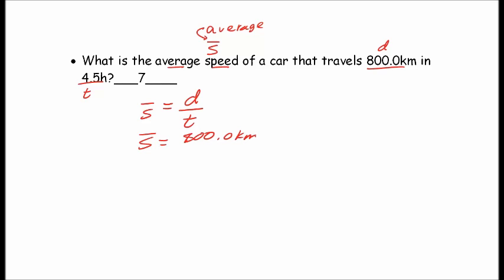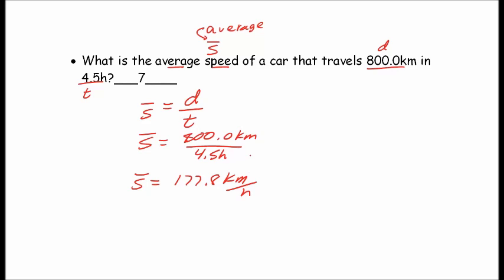800.0 kilometers. And the time is 4.5 hours. That replaces the T. The next thing that we're going to do is look at the units. No units seem to cancel out here. So the kilometers and the hours will show up in our answer. And the answer is, when we divide this out, it becomes 177.8, and that's going to be kilometers per hour.